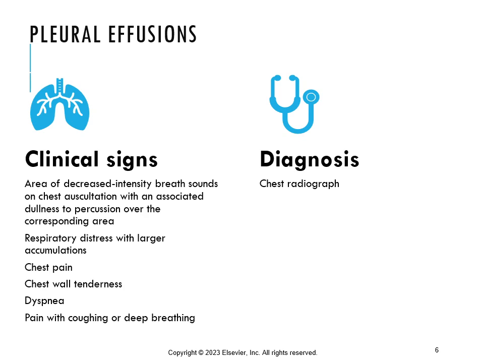The patient usually is in respiratory distress. If it's a bigger accumulation, more than 100 mils, they can have chest pain and chest wall tenderness, difficulty breathing, and pain with coughing or deep breathing.